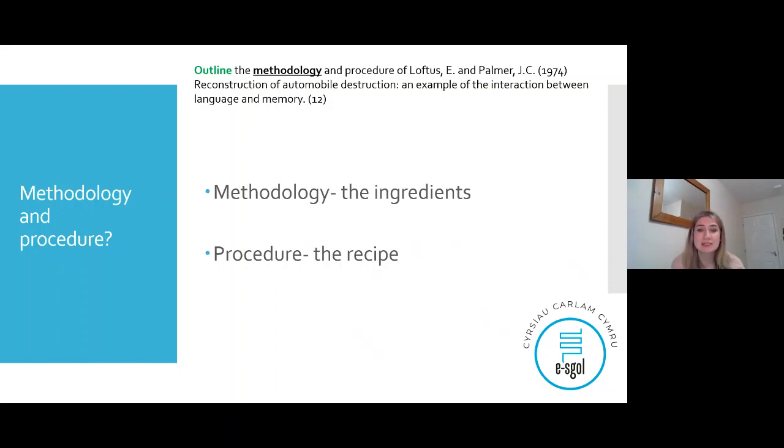What do I need to collect beforehand? What are my participants? What are their ages? Are there any control groups? Was it a lab experiment? That all comes into our ingredients, our methodology. Okay, so that is how I would try and remember the difference between the two.